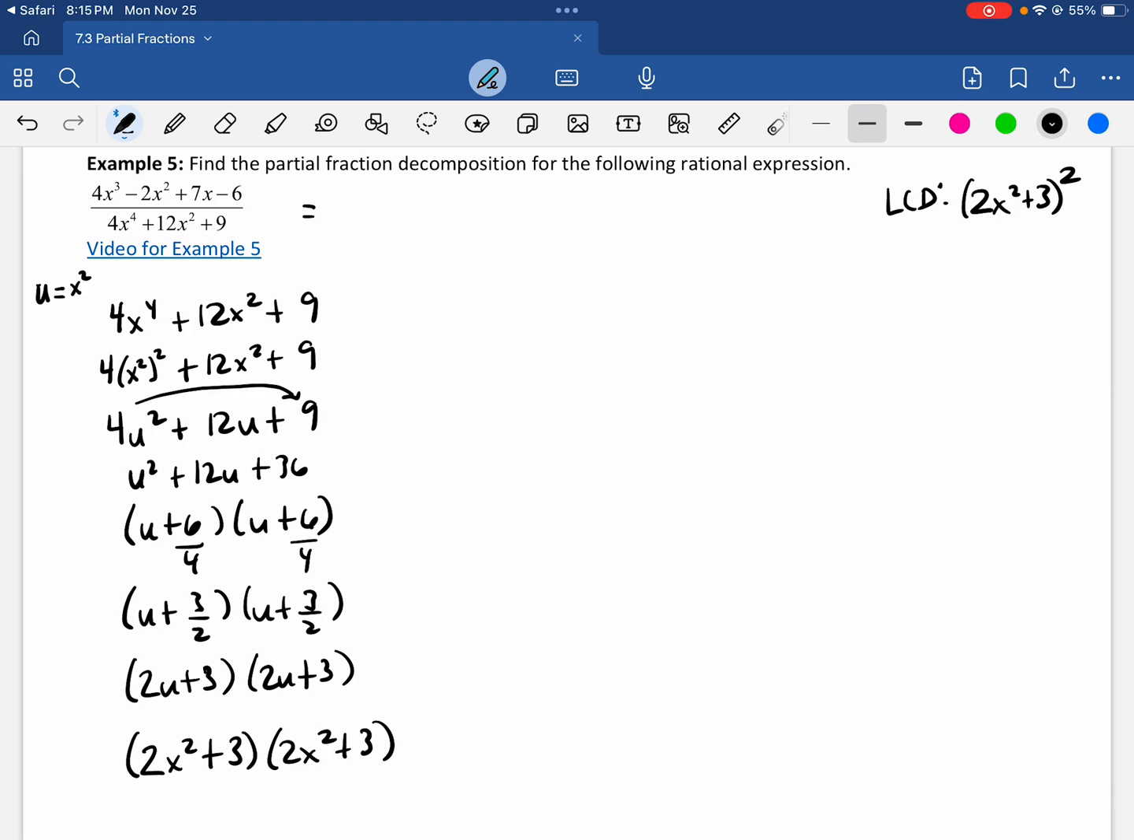Right. Getting our decomposition, since both of these have squares, they're both going to have linear numerators. So for the first one, it's going to be ax plus b over just a single 2x squared plus 3. And then the second one also is going to have to be a linear numerator. So this is going to be cx plus d. And then that's going to be over the fact that we had a binomial squared. So that's going to be our second denominator.